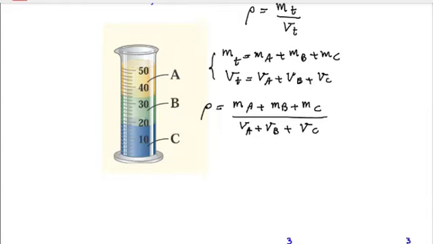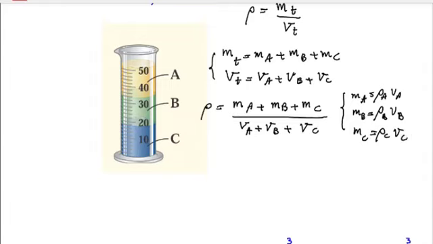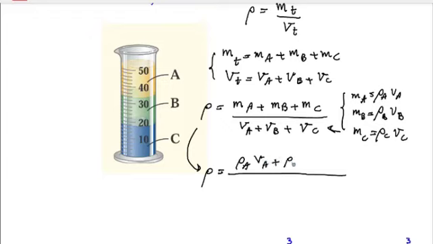But sometimes in some questions, masses of different fluids are not given, and the only thing given to you is the volume and the density of different fluids. So when the density is given to you, you can write instead of m of A, rho A times V of A, and instead of m of B, rho of B times V of B, and instead of m of C, you can write rho of C times V of C. So if you substitute these three terms in the general formula, you can write rho of A times V of A plus rho of B times V of B plus rho of C times V of C over V of A plus V of B plus V of C.